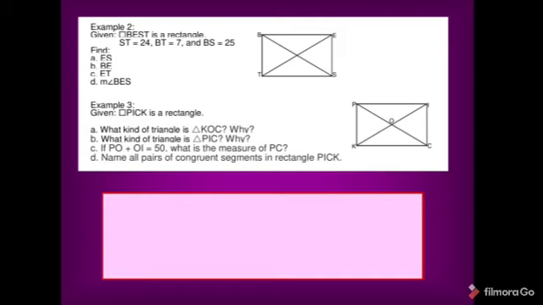Let's take for example, given quadrilateral BEST is a rectangle with segment ST measures 24, segment BT measures 7, and segment BS measures 25. And we are asked to find segment ES, BE, ET, and the measure of angle BES. Okay, 10 seconds.